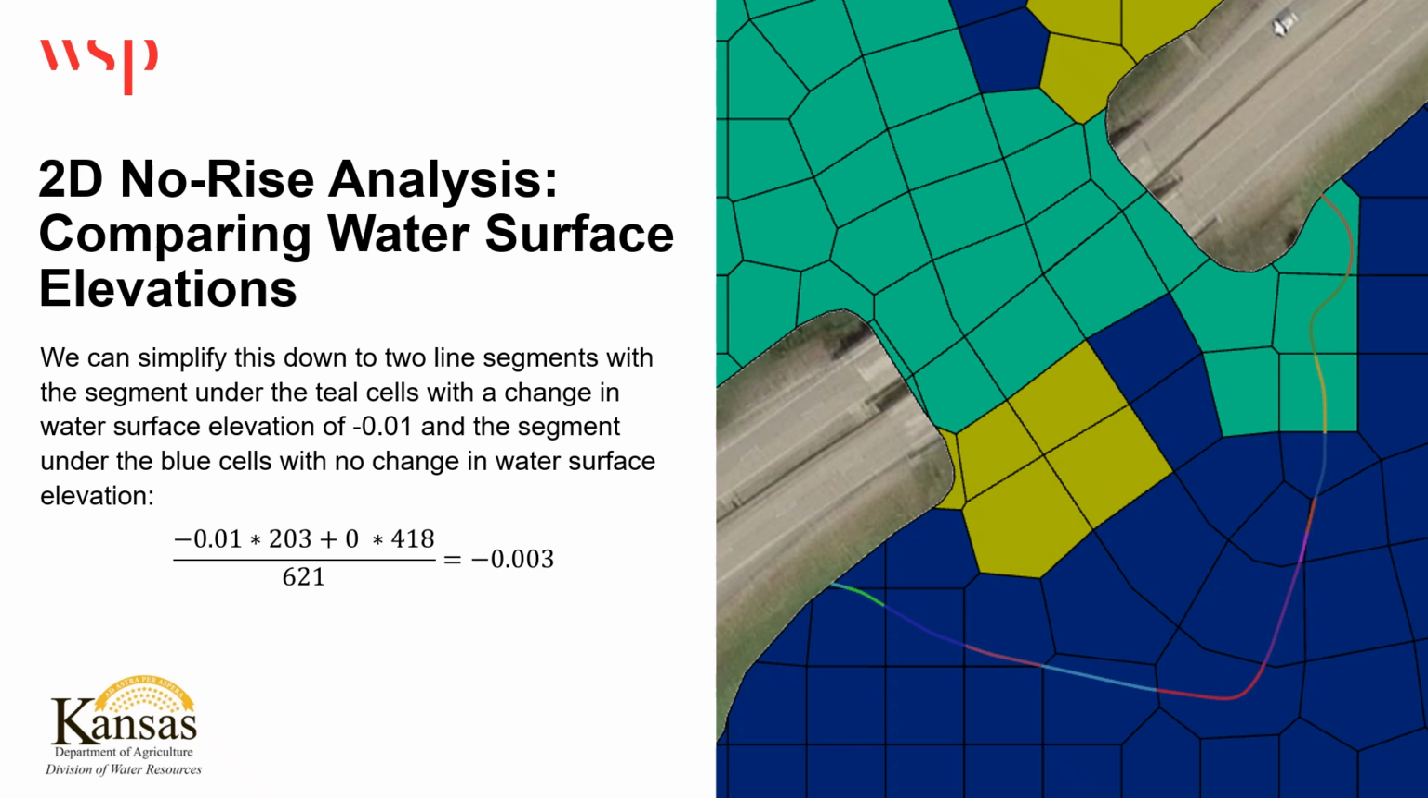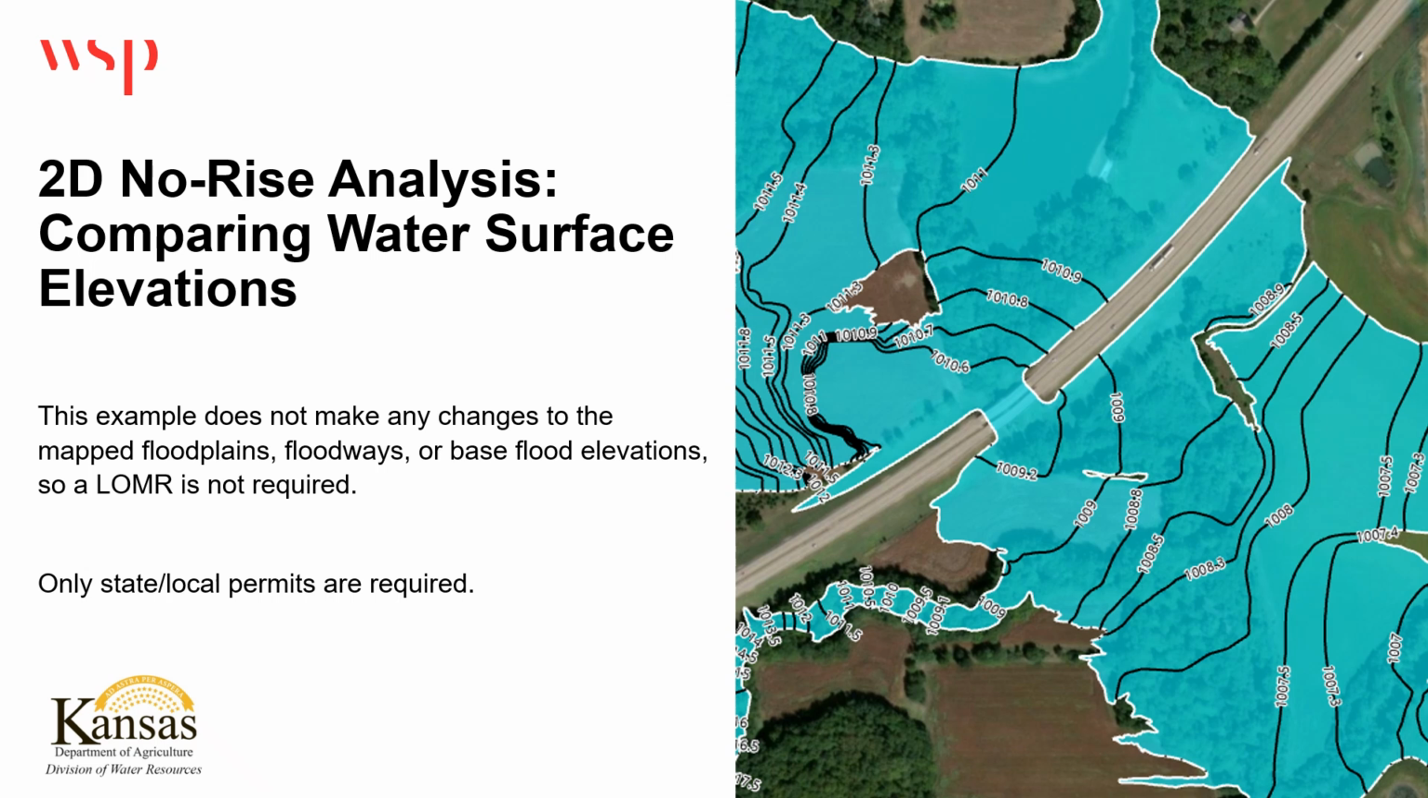We're below our negative 0.005, so we can say that this evaluation line meets the no-rise criteria. So we can use that same method to confirm that each of our evaluation lines meets the tolerance of a change in water surface elevation of less than 0.005 feet, to round down to less than 1/100th of a foot.